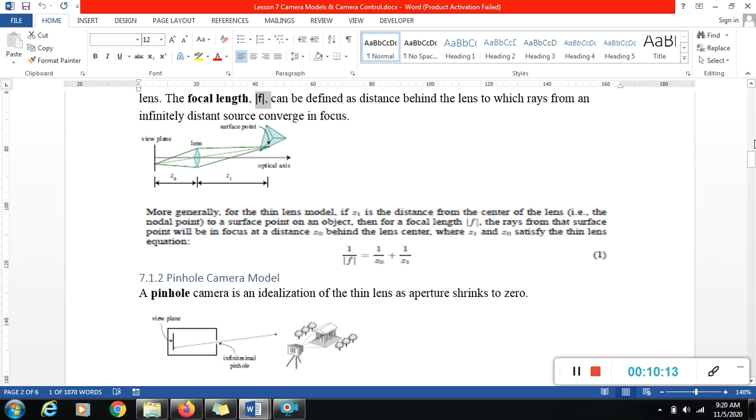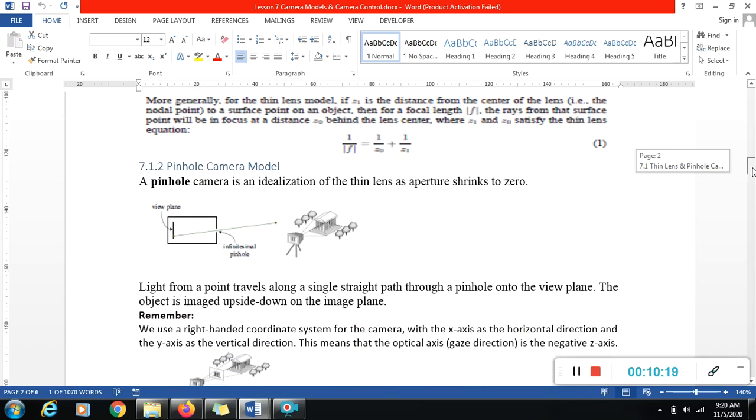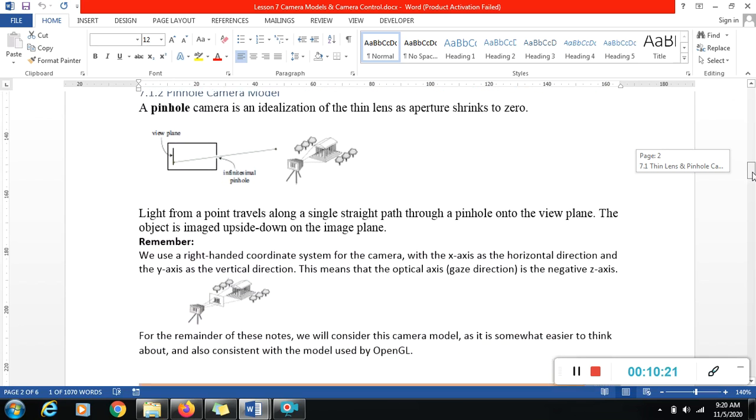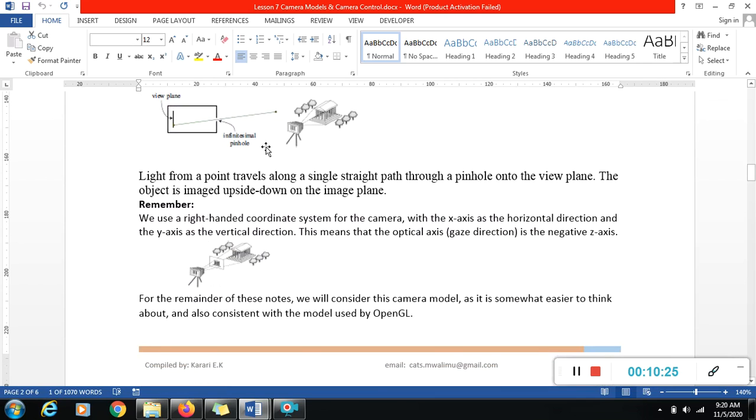So the pinhole camera model is the other camera model that you're going to be having a look at, and is an idealization of the thin lens as the aperture shrinks to zero. Light from a point travels along a single straight path through a pinhole. This is a pinhole, and then we have the viewing plane here. Onto the viewing plane, the object is imaged upside down on the image plane. I don't know why it has to be upside down, but in real life it is upside down.